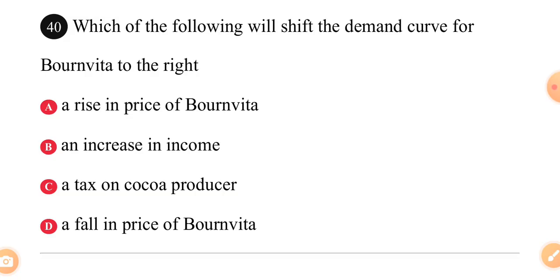Which of the following will shift the demand curve for Bonvita to the right? Is it a rise in the price of Bonvita? No, because when the price increases, the demand will reduce, so the curve will go to the left. An increase in income? No. A tax on cocoa producers? This will invariably raise the cost of Bonvita because Bonvita is made from cocoa, which will also move the demand curve to the left. But a fall in the price of Bonvita, that is the answer.